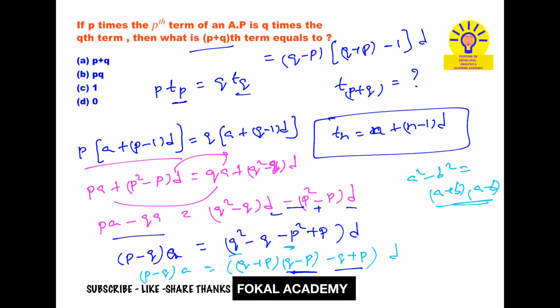On left hand side p minus q into a. So bring minus common here, then it becomes minus p plus q. So here q minus p is there, here q minus p is there. So these both will be cancelled, then it becomes minus a is equal to q plus p minus 1 into d. That is minus a is equal to q plus p minus 1 into d.